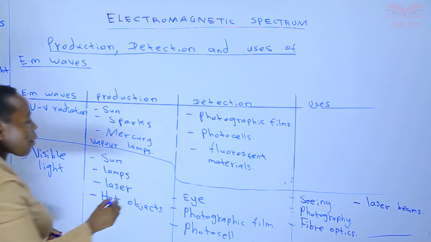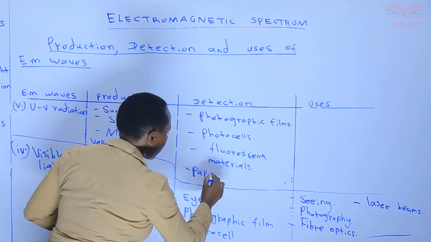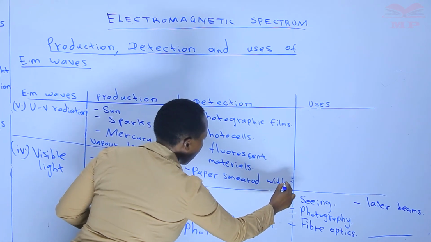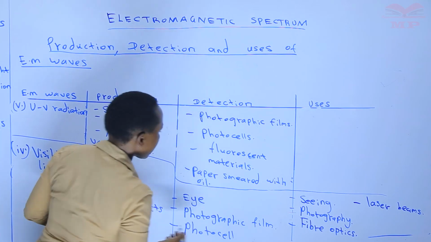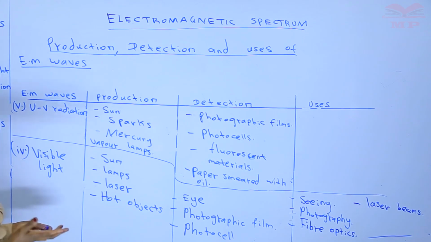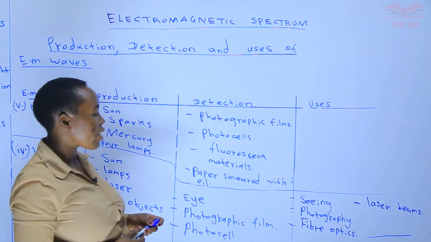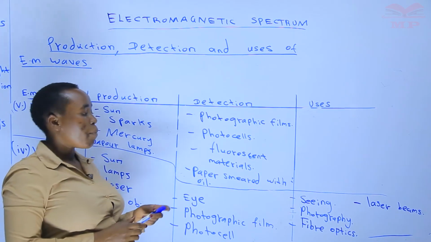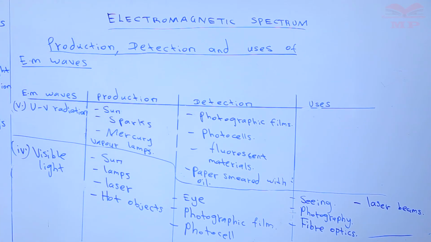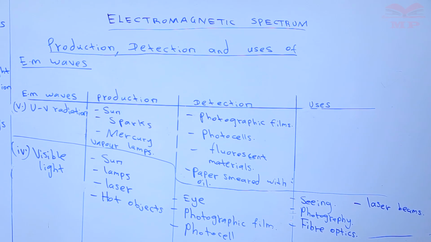Then we also have paper smeared with oil, like Vaseline. So paper smeared with oil can be used to detect the UV radiation, because when it is directed to the UV radiation, it's going to burn, meaning that there is the UV radiation. So that's how the UV radiation is detected.